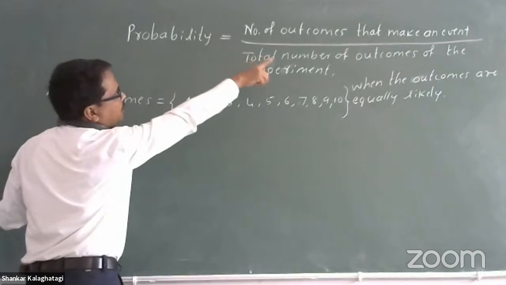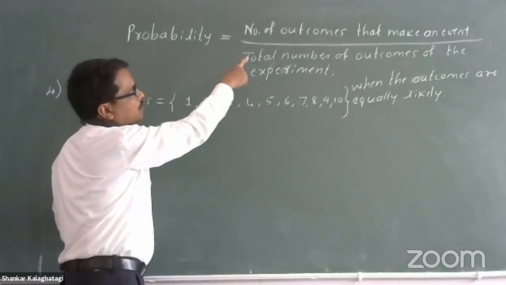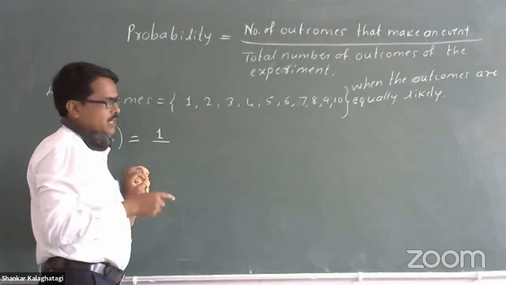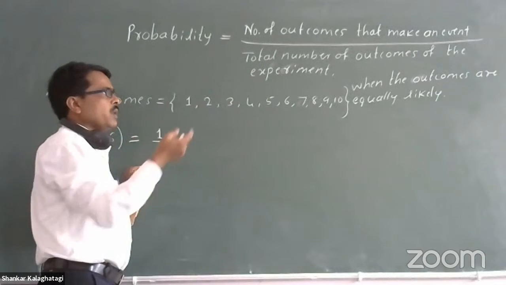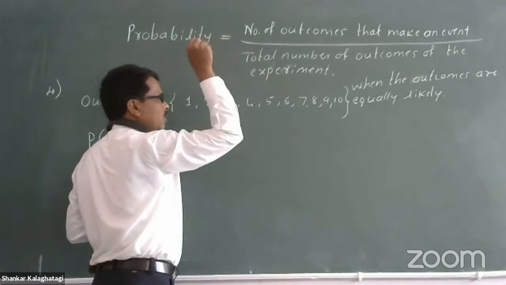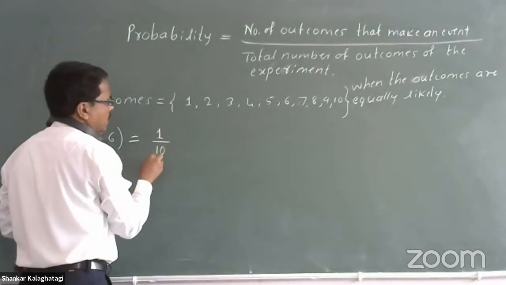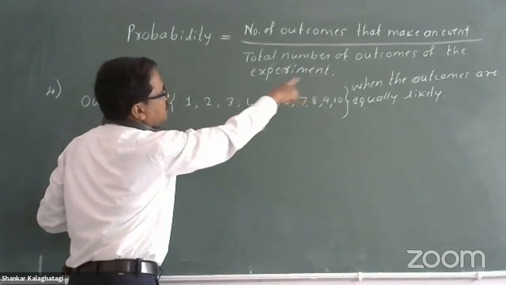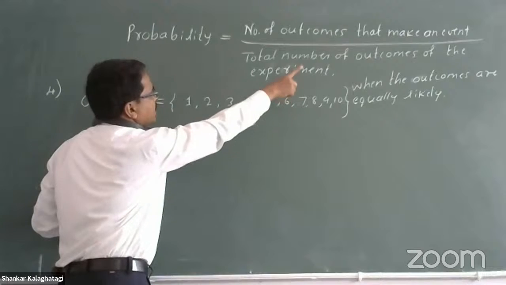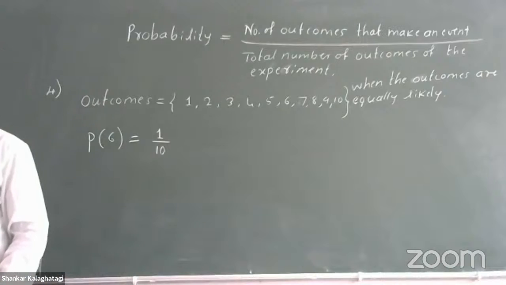Total possibility, number of outcomes that make an event. If 6 comes, it becomes an event. What is our event? Our event is to get a 6. If you take out one piece, the probability of getting 6 is 1 by 10. Total number of outcomes of the experiment are 1, 2, 3, 4 up to 10. 6 appeared only once, so it is 1 by 10. Probability of getting 6 is 1 by 10.